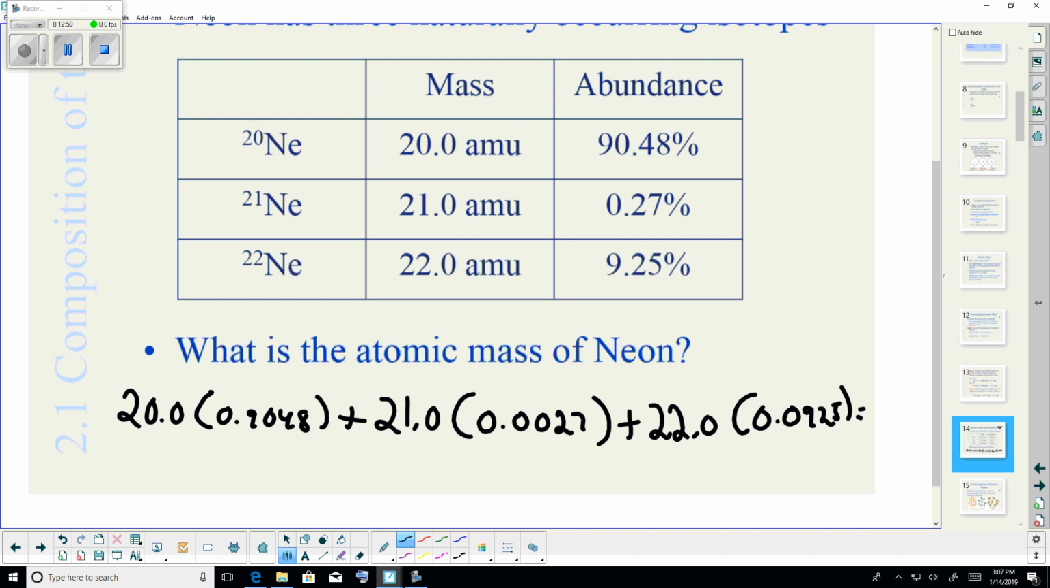Well, to go from a percentage to a decimal, you divide by 100. So you move the decimal 2 places. So 90 would go 1, 2. This would go 2, so there's 1.0027. This one would go 2, so here's 1.09. Okay. So you just figure out all of those and add them up. And you should come out with something for neon close to 20.180, which is the weighted average.